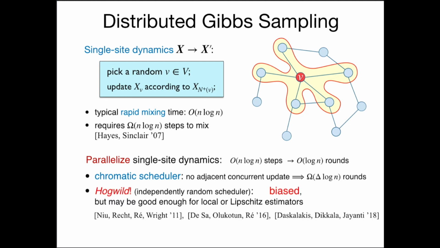Alternatively, in the so-called hogwild approach in the practice of machine learning, every vertex just obliviously executes the same code as in the original single-site dynamics, ignoring the concurrency. This strategy will clearly bias the sampling in the worst case, but assuming independently random delays of messages, it can be good enough for certain tasks. So now the question is, can we parallelize the sequential chain with both optimal speedup and no bias in sampling?